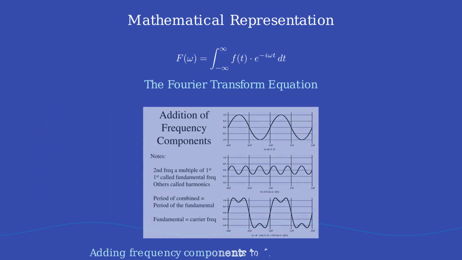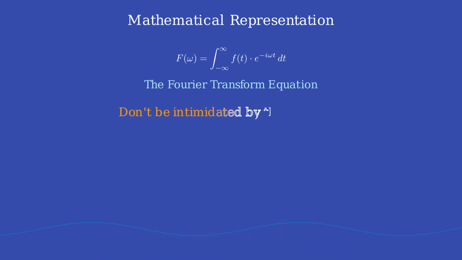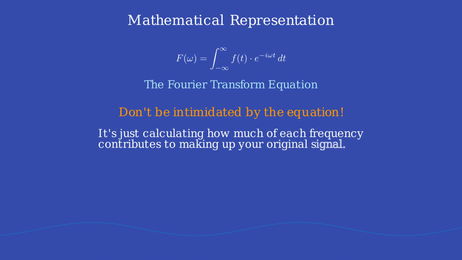This equation essentially calculates how much of each frequency contributes to the original signal. You can think of it as finding which sine and cosine waves, when added together, recreate your original signal. Don't be intimidated by the equation. It's really just a way of mathematically expressing the decomposition of a signal into its frequency components.